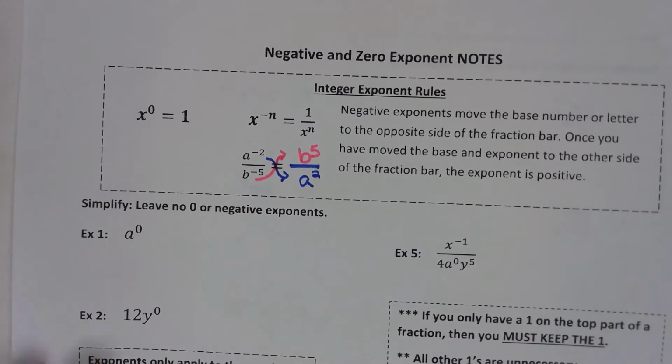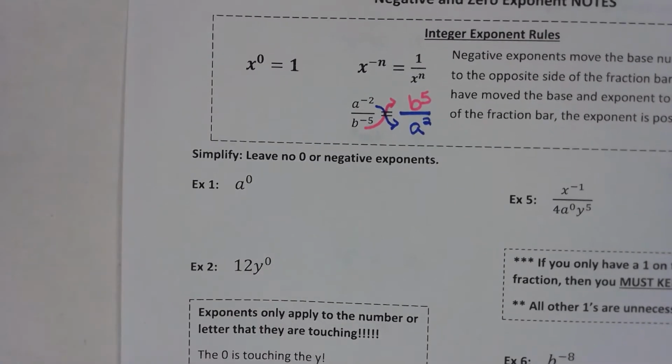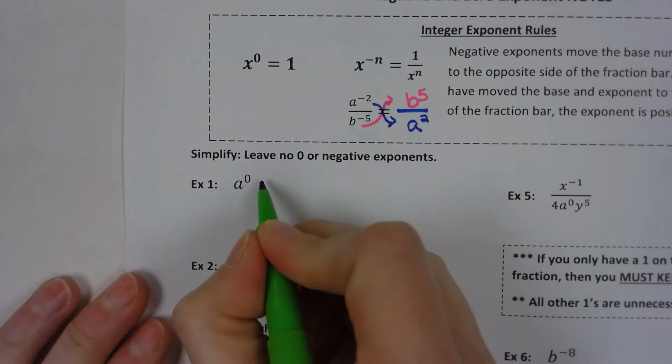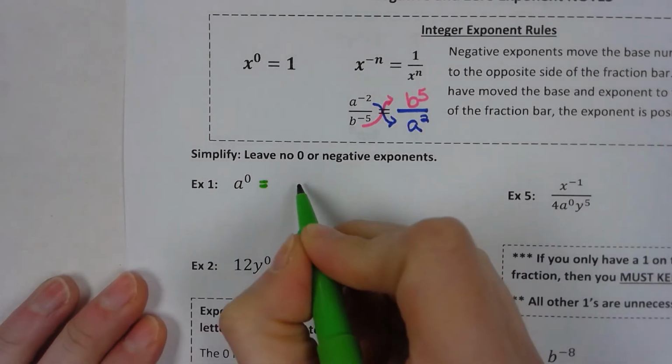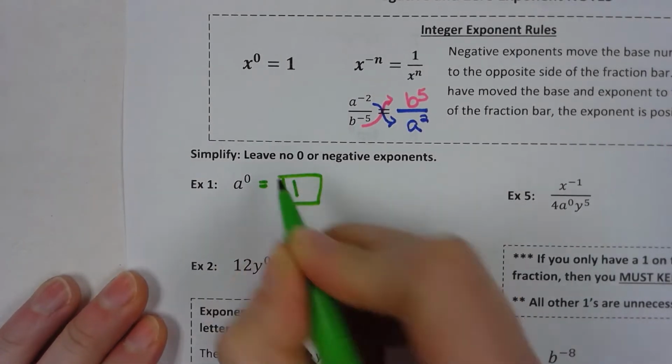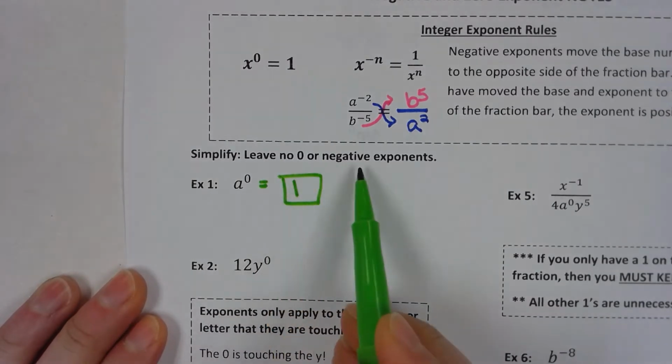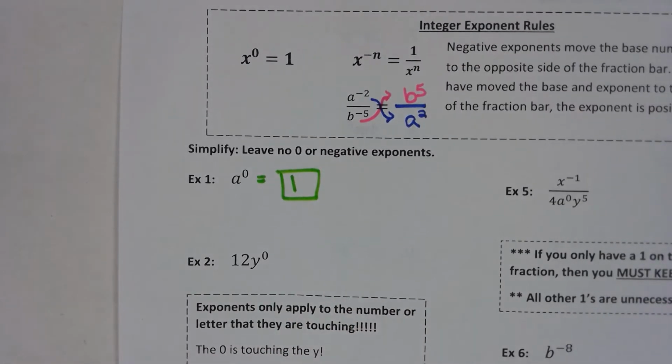So let's look at some examples. Example 1, a to the 0 power. Well, anything raised to the 0 power equals 1. And today when we're simplifying these, we cannot leave any 0 or negative exponents.